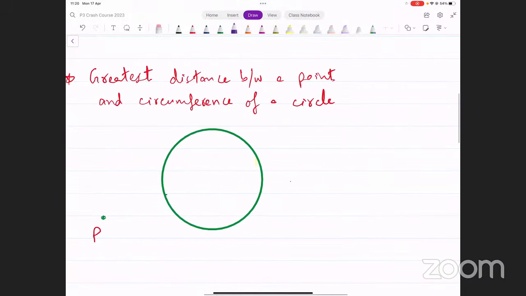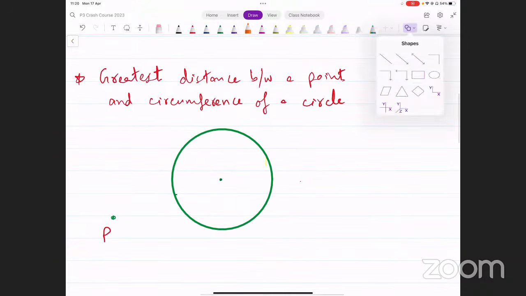Now, what if you were looking for the greatest distance between a point and the circumference of a circle? It works very similar to the previous case. Let's say you have the center of the circle somewhere here. What you would do is draw a line that goes through the center of the circle like this and touches the circle on the other side.